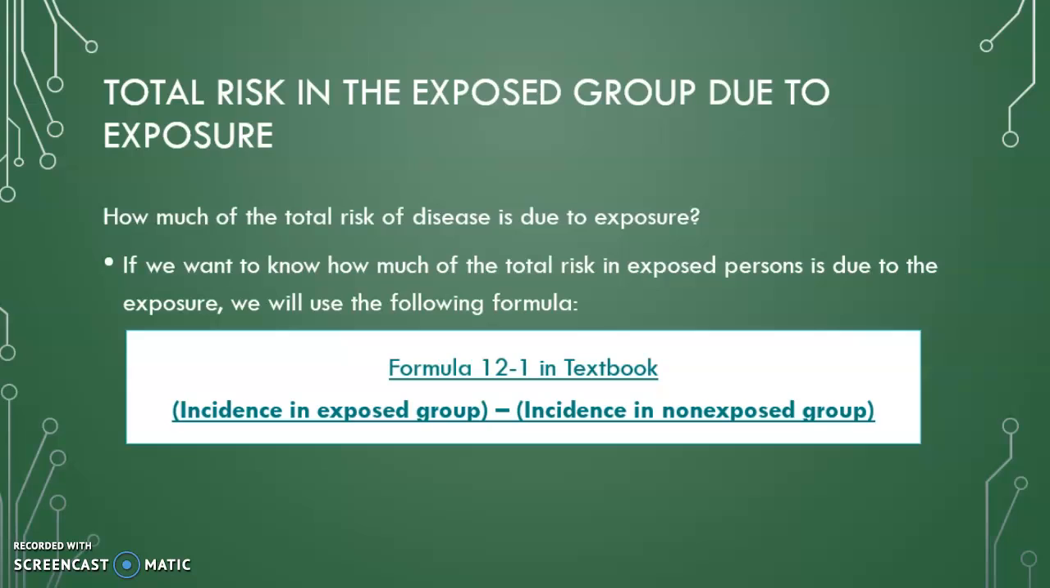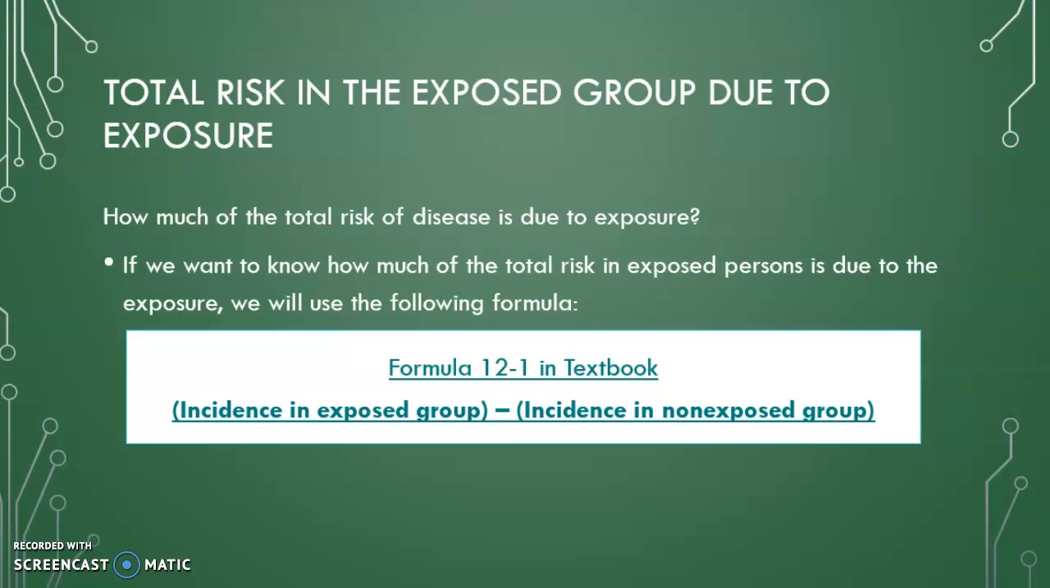Now that we understand background risk, I wanted to discuss how to calculate the total risk in the exposed group due to exposure. So the question asked here is, how much of the total risk of disease is due to the exposure? And the same will go back to lung cancer and smoking. So how much of the total risk of lung cancer would be due to smoking? The following formula can be used to calculate this.